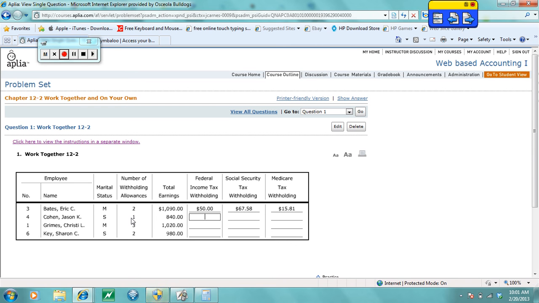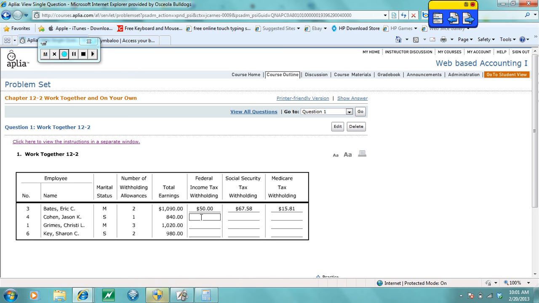Now this person is single. So I'm looking at the chart on page 347 for this person. And they're claiming 1 withholding allowance. See that? He's employee number 4. Notice they're out of order. A, B, C, D, E, F, G, H, I, J, K. They're sorting them by their last name, not their employee number.